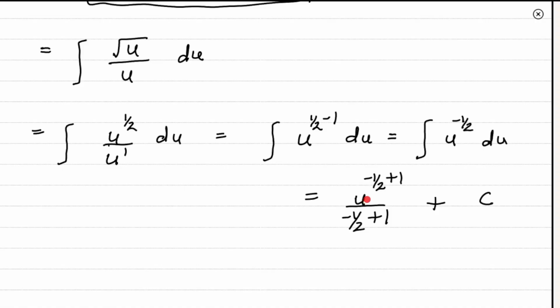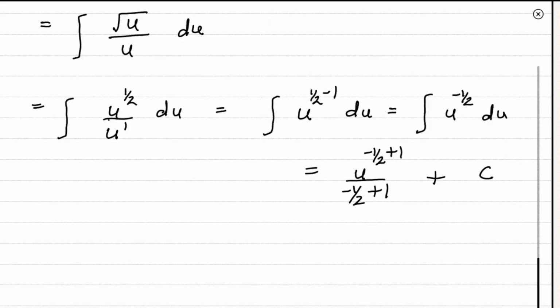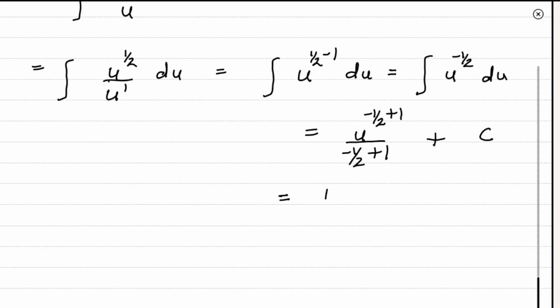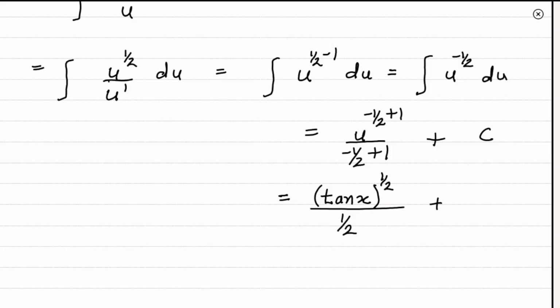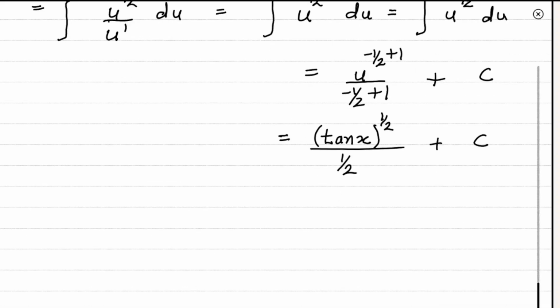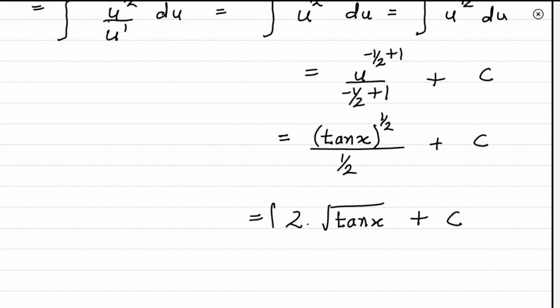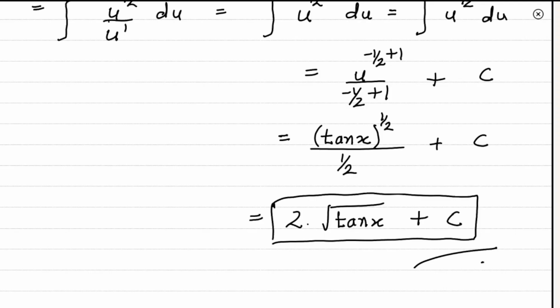Remember that u was nothing but tan x, so we'll have to convert it back to the x world. So we have tan x to the power minus half plus 1, which is plus half. So I have tan x to the power half divided by half, plus constant of integration c. And this half, which is in the denominator's denominator, can be taken to the numerator. So this is nothing but 2, and tan x to the power half is nothing but square root of tan x, plus constant of integration c. This is the final result of this integral which we solved using u substitution.